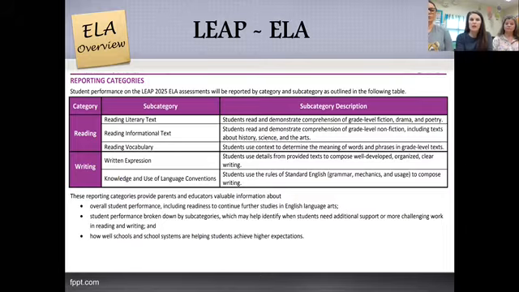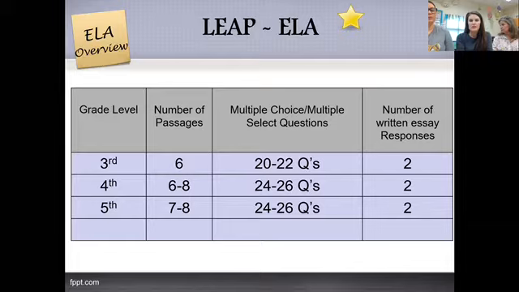What you see here are the categories. You'll see on the reports, they're divided between reading and writing. They have literary text, informational text, along with reading vocabulary. And then for writing, there's written expression and knowledge and use of language conventions. This is just a breakdown showing you how many passages the students may have to read on the test, along with how many questions. And for the written response, every grade, third, fourth, and fifth, will have two essays.